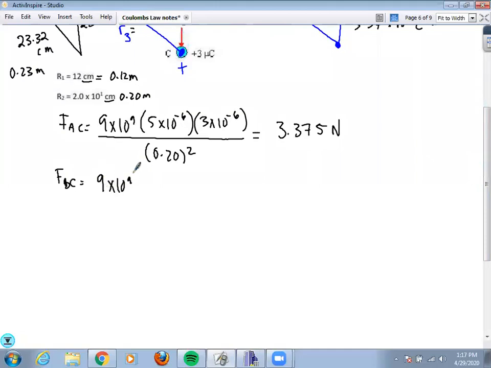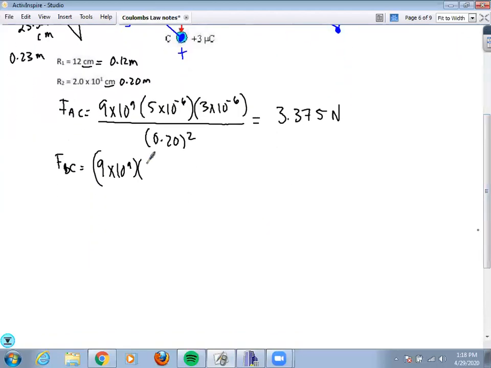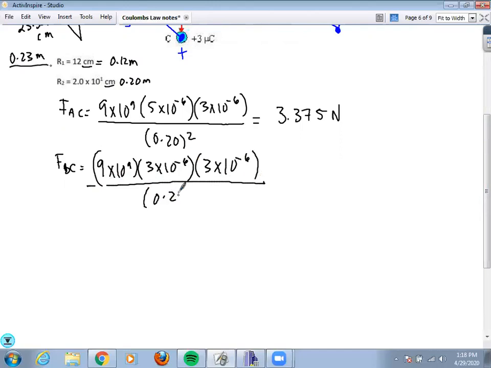9 times 10 to the 9. QB is 3 microcoulombs, so 3 times 10 to the minus 6, times QC, which is also 3 microcoulombs, 3 times 10 to the minus 6, divided by the distance we just found, 0.23 squared.